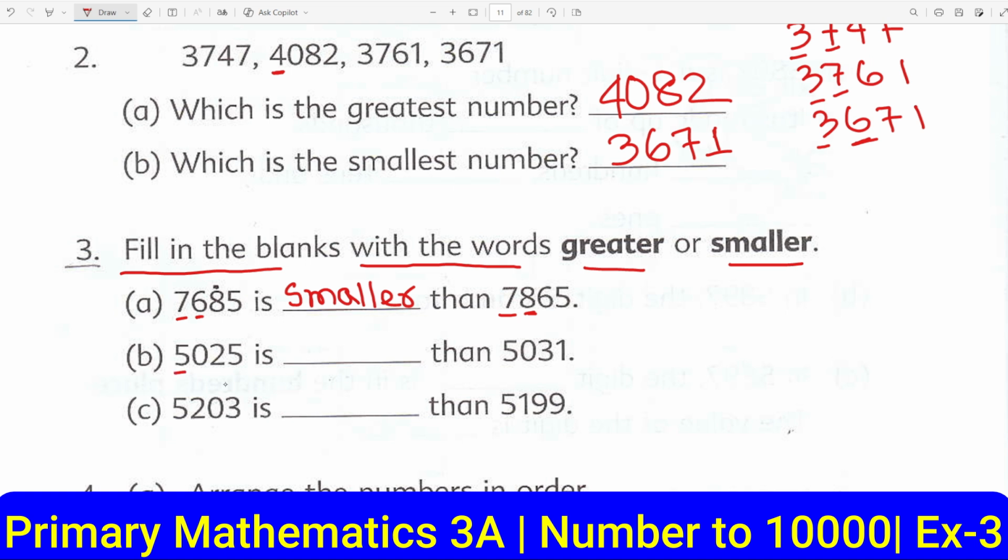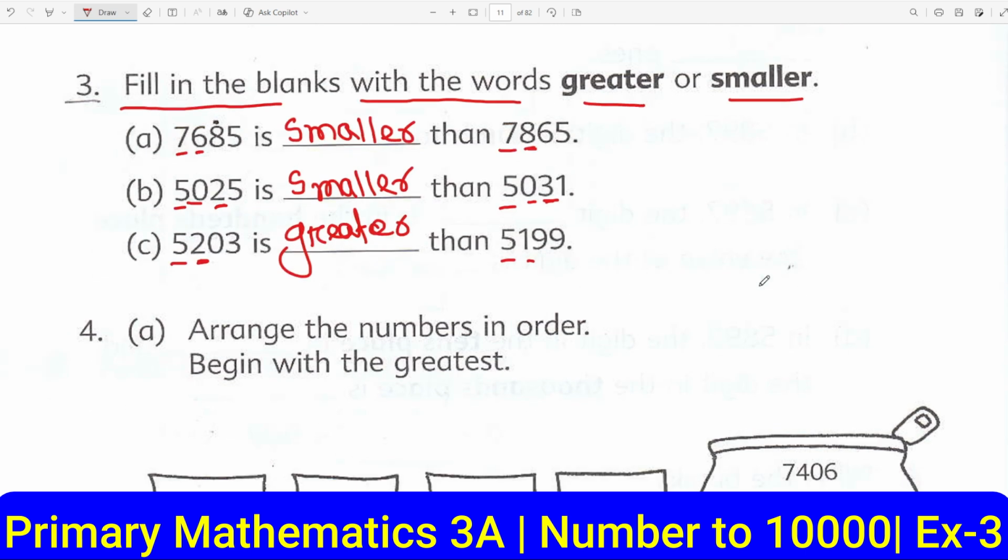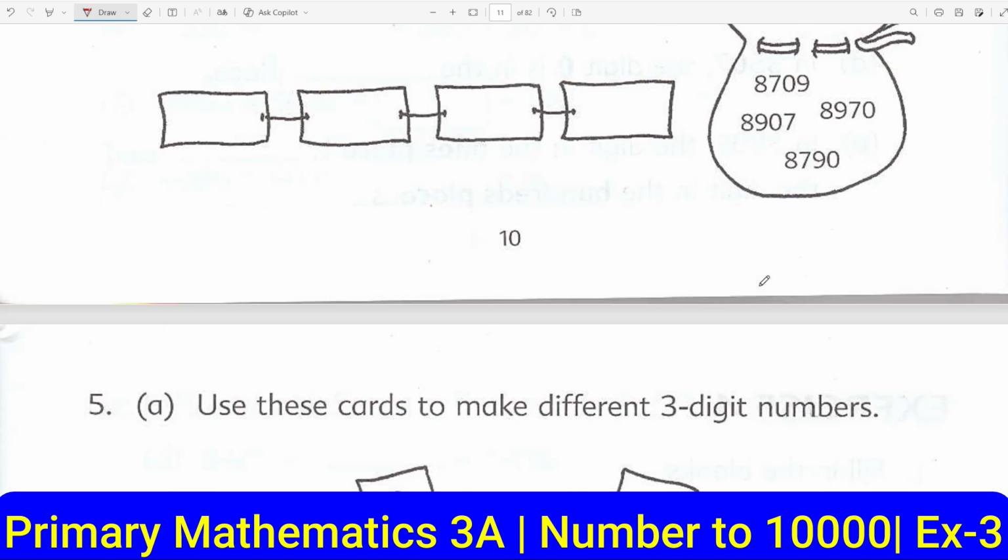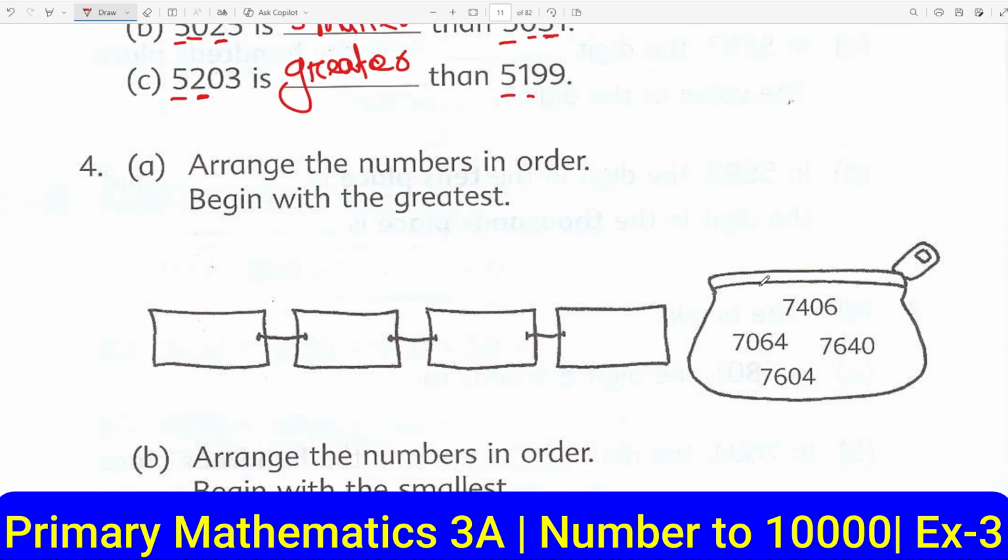Here is a 2, here is a 3. So we can say this one is smaller than 5031. And what about this one? Here is a 5, 5. This is a 2, this is a 1. So this is greater, right? It's greater than 5199.